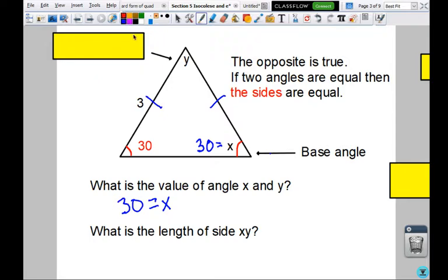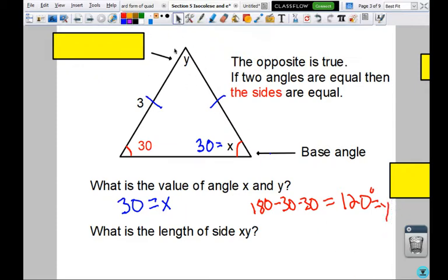So Chloe, help me out now. How many degrees are in a triangle? 180. So how can I find this angle y right here? 180 minus 60. So there are 180 degrees in a triangle. I know this is 30, that's 30. I can find y by going 180 minus 30 minus 30, same thing as 180 minus 60, which is 120. So that is my y.